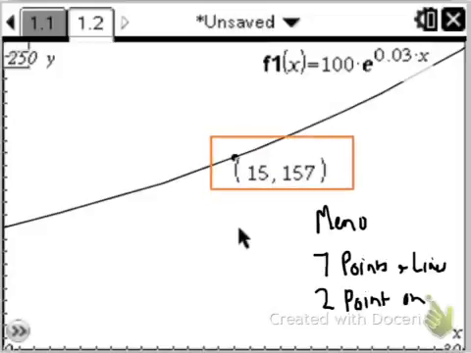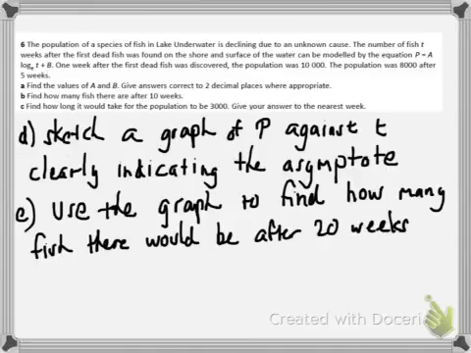I used that trace on and I've got 15, 157. So the answer here will be 157 wombats. Next question, you can read it there.